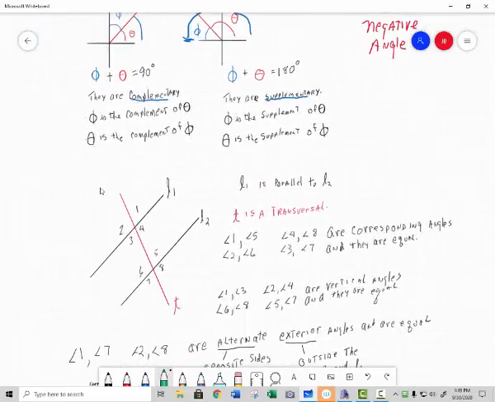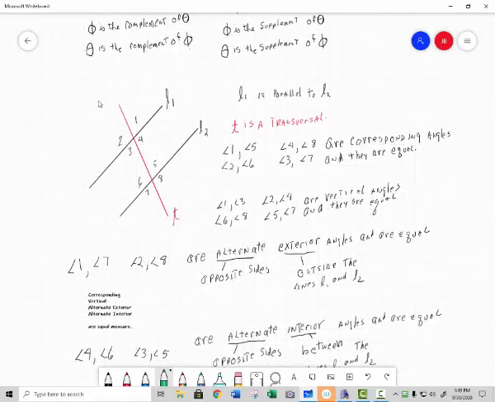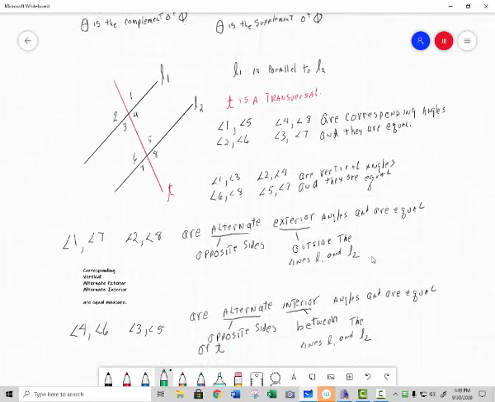Okay, pretty straightforward on the lines here. What we're going to look at are two lines that are parallel. L1 is parallel to L2. And T, the red line, is called a transversal. L1 is parallel to L2, and T is a transversal. It creates angles. Here's an angle here, angle 1. Okay? Angle 5 corresponds to that angle 1.